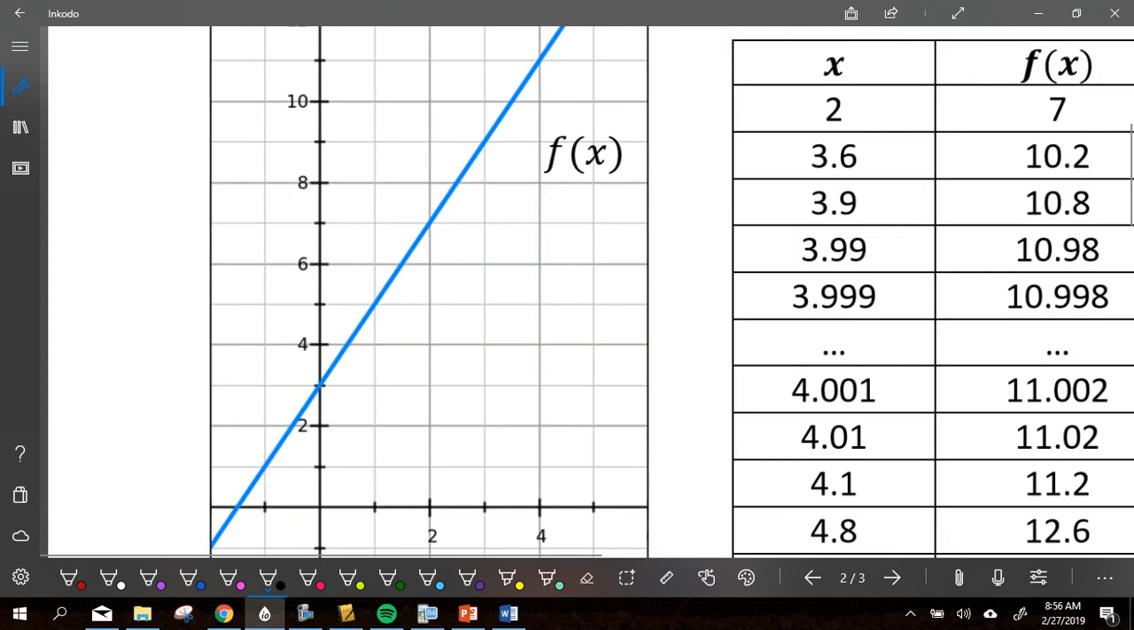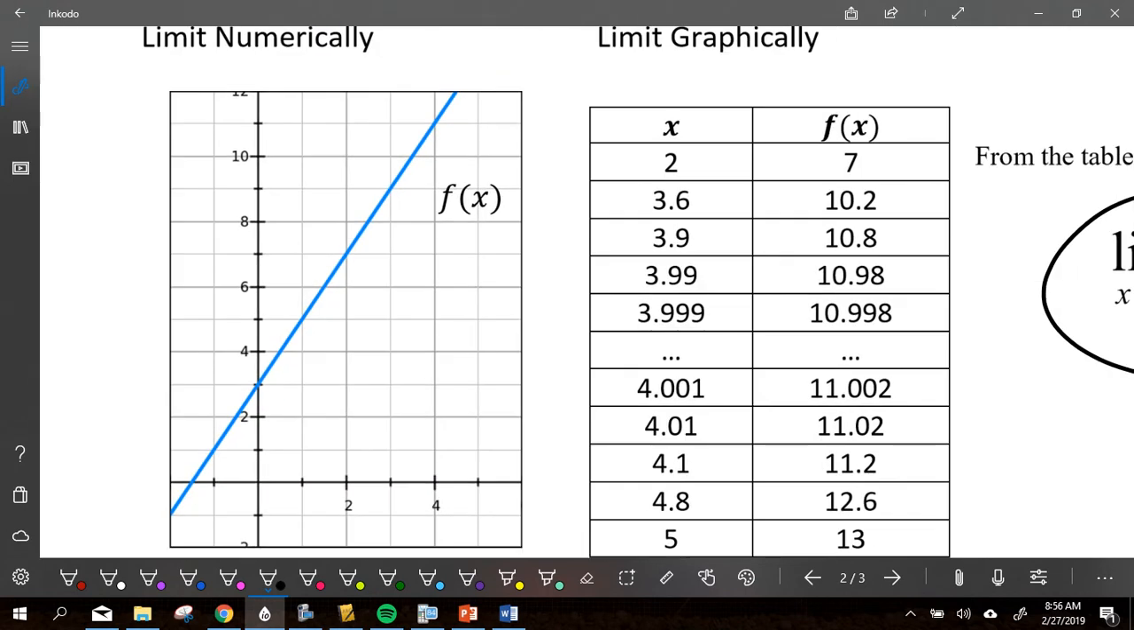So we did this a little bit in bell work. Here is a graph of f of x. We want to know what is the limit as x approaches 4. A reminder that I could not care less what is happening at 4. We don't care what's happening at 4. I care what happens as we approach 4. As I go from the left side and the right side, what number are we getting closer to?